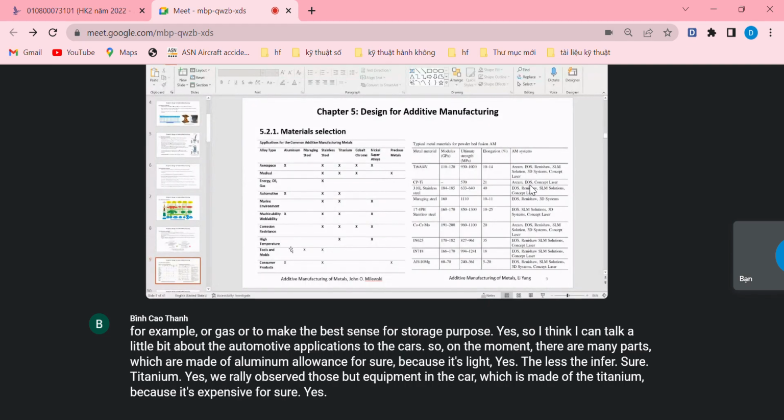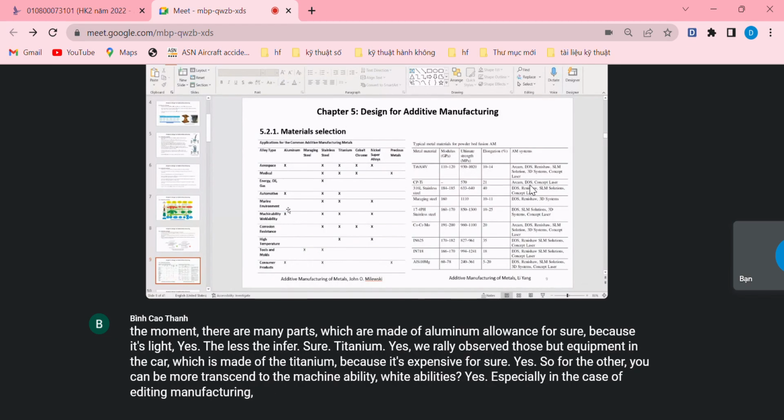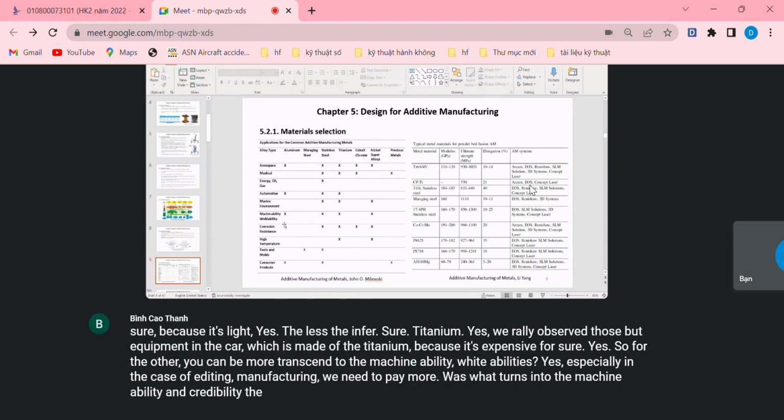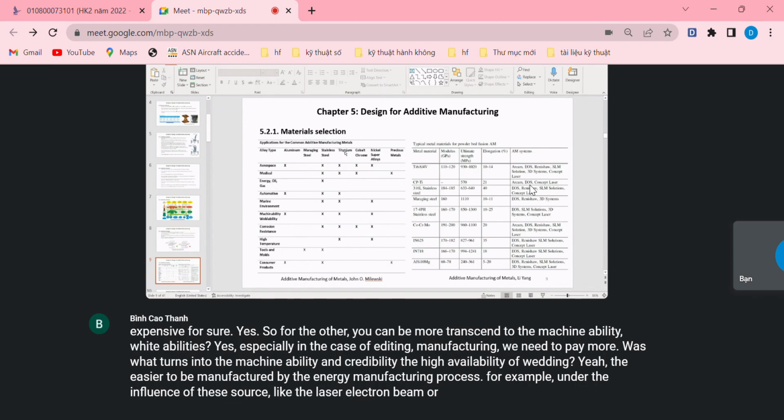For the others, you can pay more attention to machinability and wettability. Especially in the case of additive manufacturing, we need to pay attention to machinability and wettability. The higher the ability of wetting, the easier it is to be manufactured by the additive manufacturing process, for example under the influence of a heat source like a laser, electron beam, or plasma.